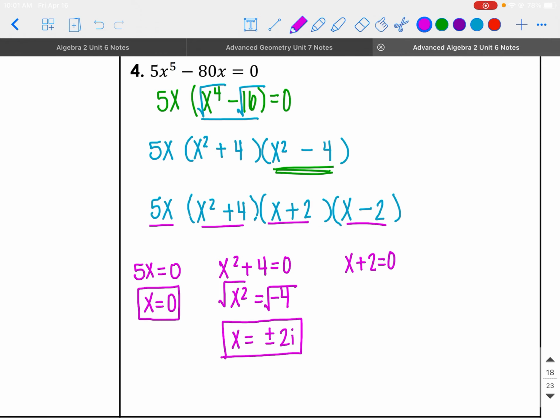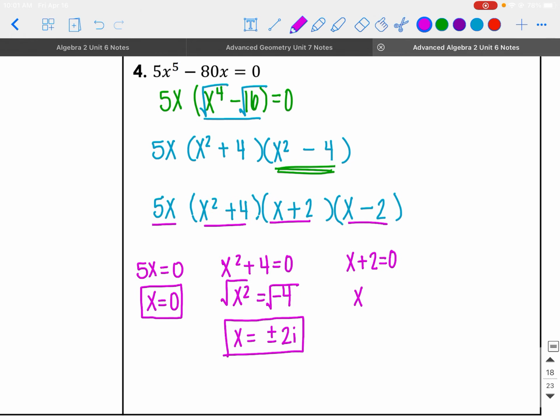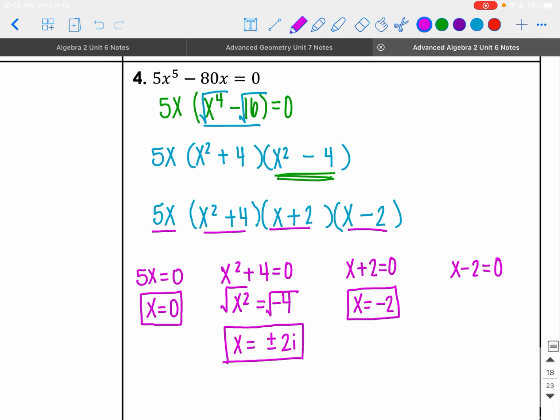Then we have x plus 2 equals 0. So subtracting 2 gives us x equals -2. And x minus 2 equals 0. So adding 2 gives us x equals 2.